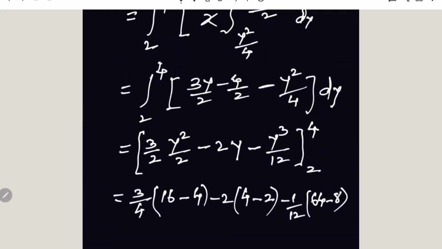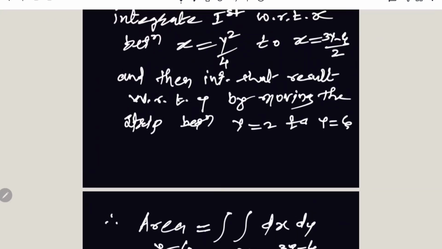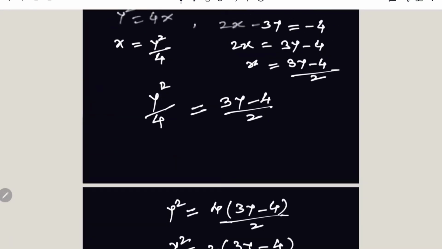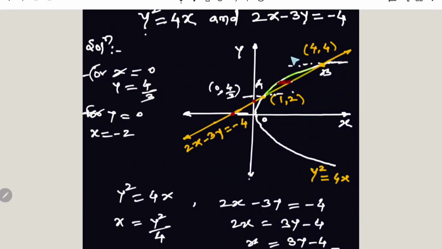Important step is the figure. Therefore, we have to draw this figure by drawing those two curves. One is the parabola symmetrical to the x-axis passing through the origin, and the second is the straight line whose equation is 2x minus 3y is equal to minus 4. Then we find the point of intersection of those two curves. The first point of intersection we get as (1, 2), and the second point of intersection we get as (4, 4).